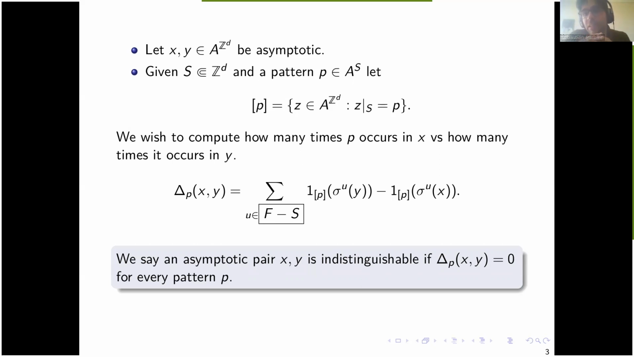Of course, this might appear infinitely many times, but if I look at the part where they are different, and I look at only the portion where they intersect the difference set, this is a finite number, and I'm going to say that the asymptotic pair is indistinguishable if this number is 0 for every pattern P. So that means that the pattern occurs exactly the same number of times in X as in Y. Okay, it's a very, very restricted notion.